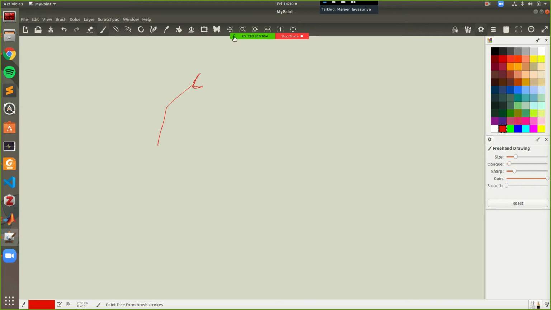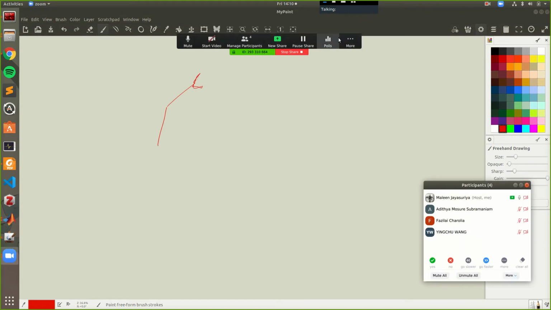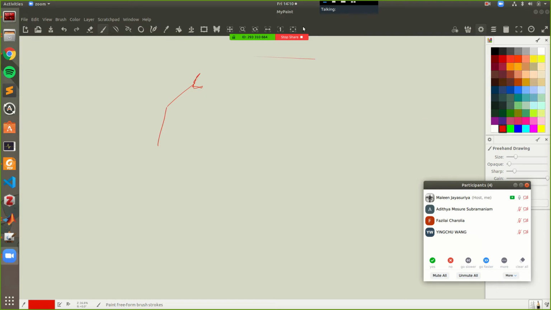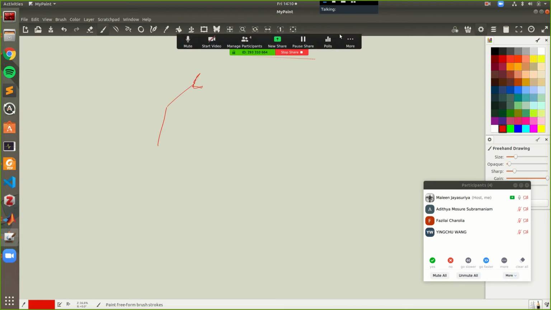So either attached, oops, sorry. I hate this little thing that keeps popping up when I try and move it away. Hold on.